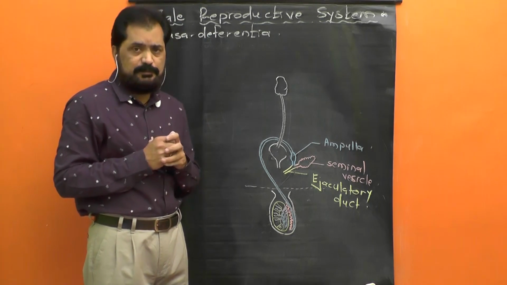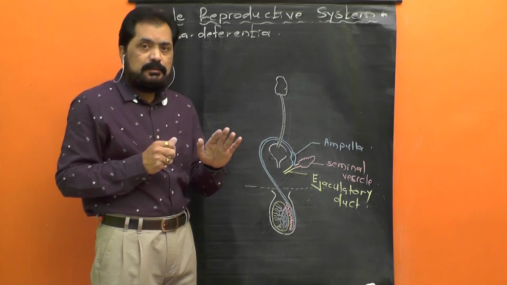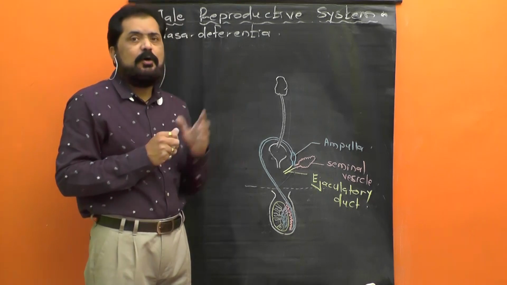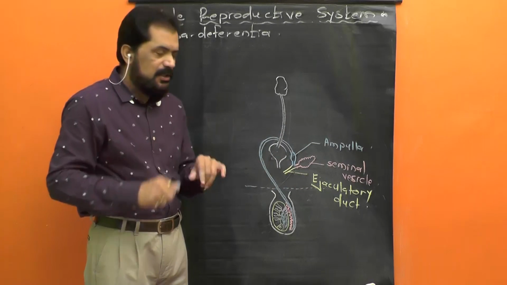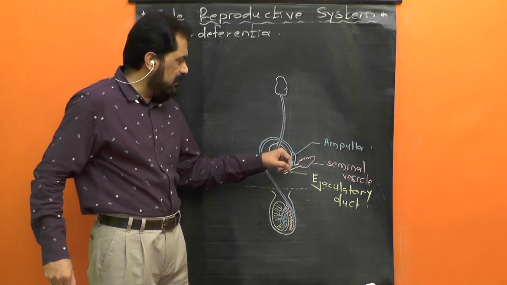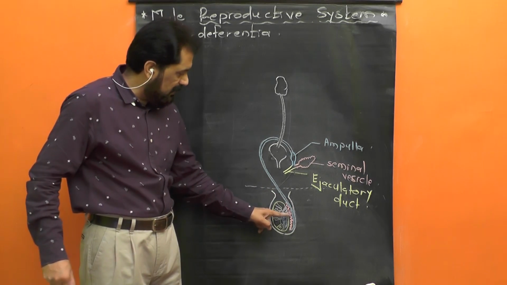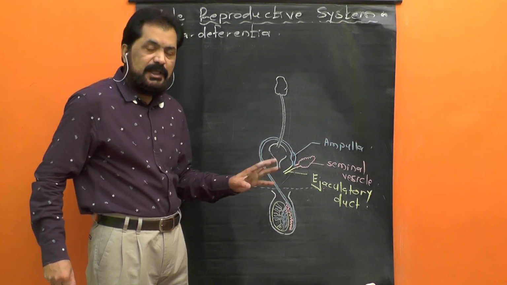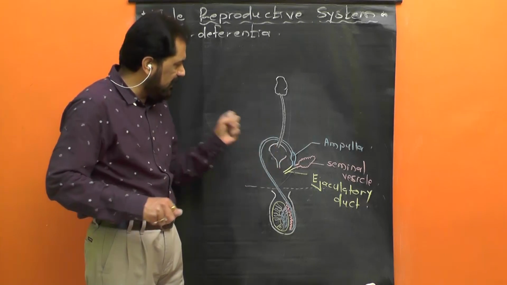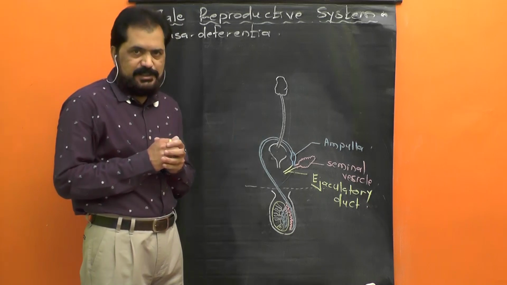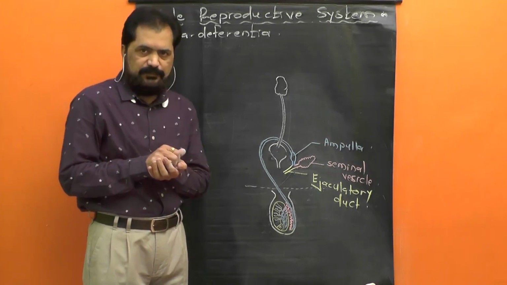Sperms are continuously produced, and though the sperms are not ejaculated out, they are stored here in the ampulla, in the initial part of the vas deferens, in the epididymis, and they get absorbed. If not ejaculated, they degenerate and get absorbed into the vas deferens. Anyway, here we have discussed the vasa deferentia.